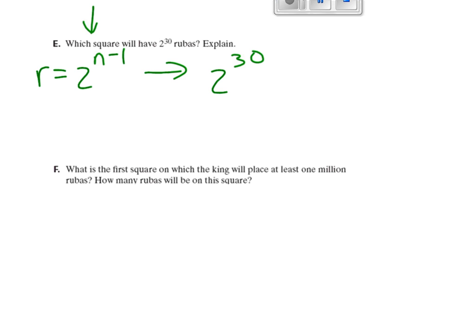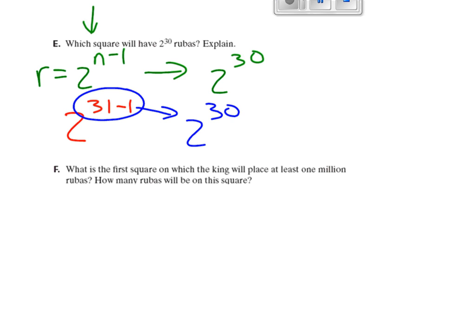I'm hoping you came up with 31, because if we have 31 minus 1, well, that 31 minus 1 becomes 2 to the 30th. So the 31st square creates 2 to the 30th rubas. That's a lot of rubas.